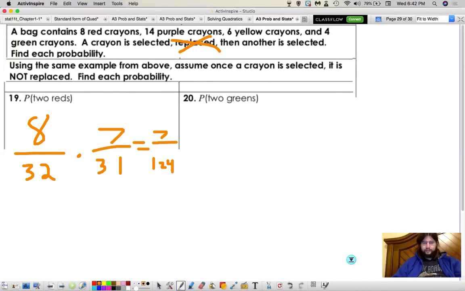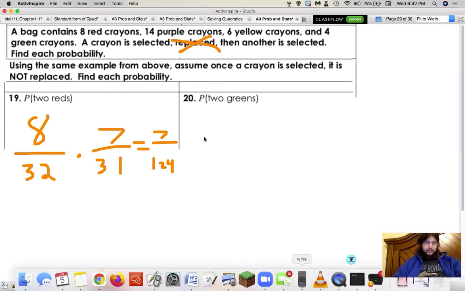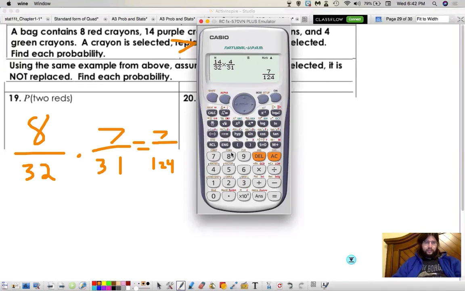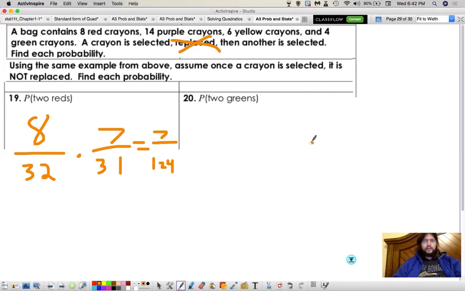Let's see the calculator. It's too late to be trying to think. Shoot, calculator. So it's 7 out of 124. Okay. 2 greens. So 4 out of 32. Easy stuff. But then there are 3 greens left, and there are 31 crayons left.